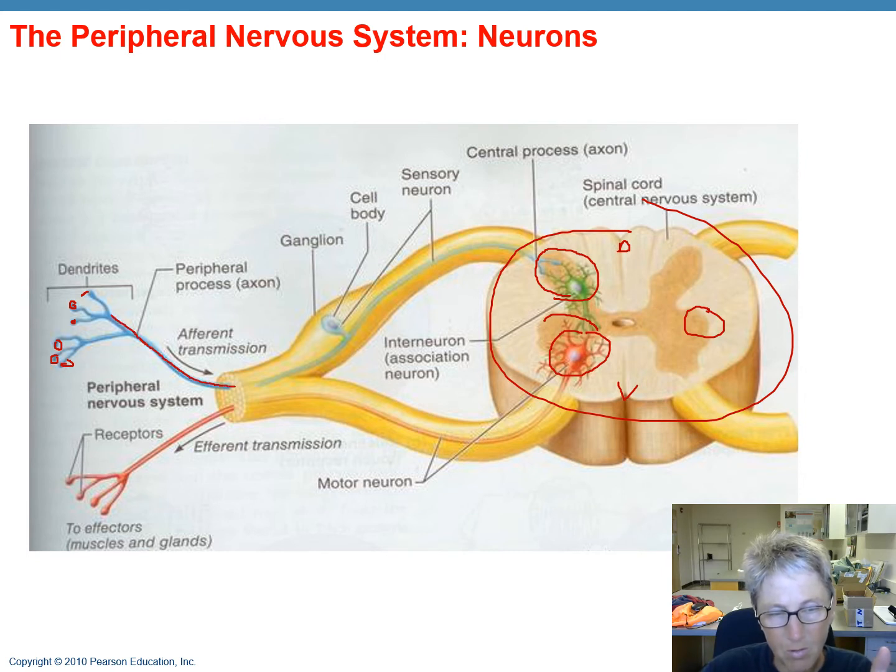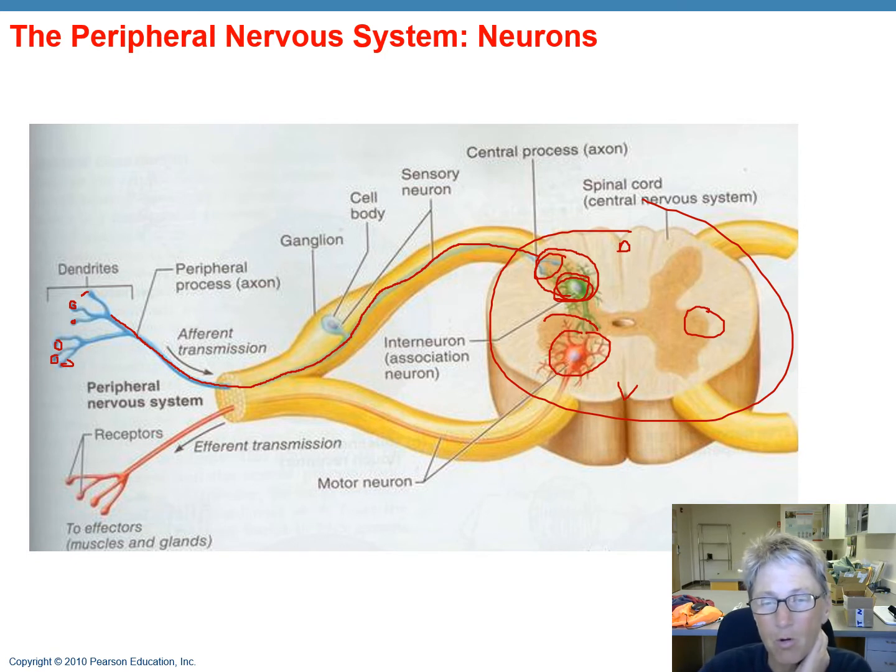So afferent transmission along the peripheral axon, and then once that action potential goes past the cell body, you'd be in the central axon or the central process. And you can see here that the sensory afferent neuron is synapsing with this green thing, which is an interneuron. So you'd have a synapse, and wherever there's a synapse, you're going to have neurotransmitters.